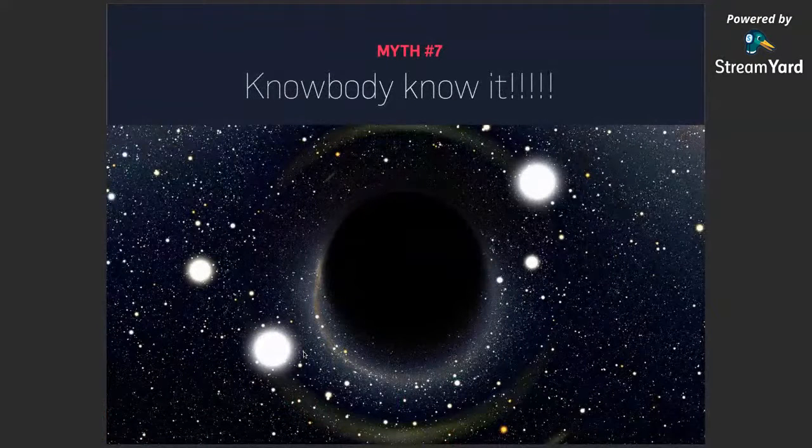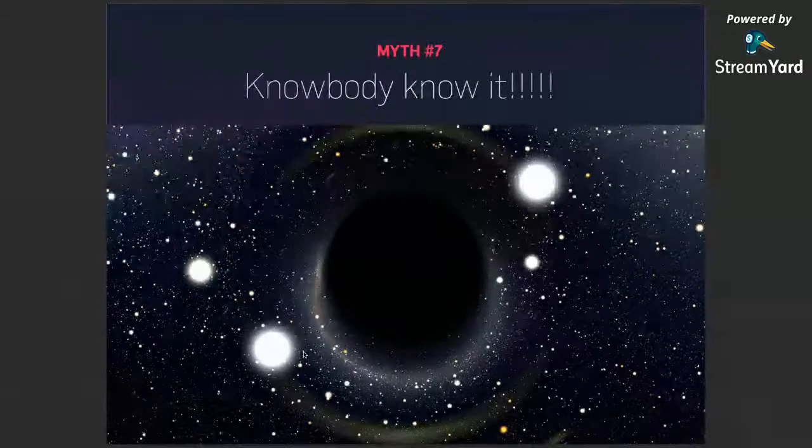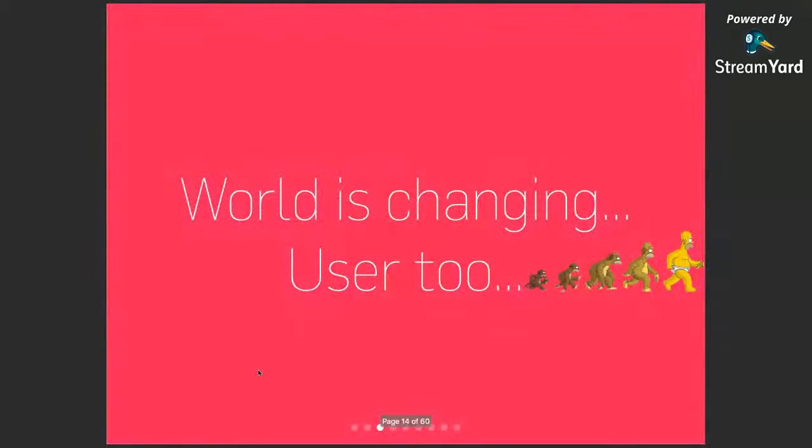Now, the seventh myth is that nobody knows it. You really don't know everything. It's like the infinite universe. Even the UX guru himself doesn't know it. He has experience, but he might not know it. So nobody knows it. So what is changing? Also our users. The users are getting used to what they see every day. It's getting advanced, you know, and all this. So this is what it takes.